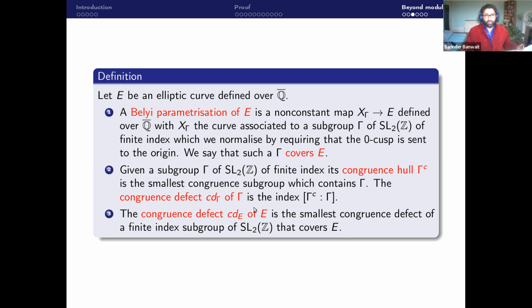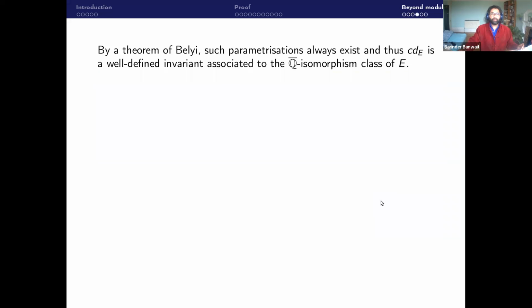So Khare was interested in these notions of congruence defect, and specifically how this varies. If you fix a number field and you vary over all of these curves, what can happen there? So the first thing to say is that by a theorem of Belyi, these parameterizations always exist. And so this invariant CD(E) is well defined, and it depends only on the Q bar isomorphism class of E. So it's a bit like the j-invariant in that way.